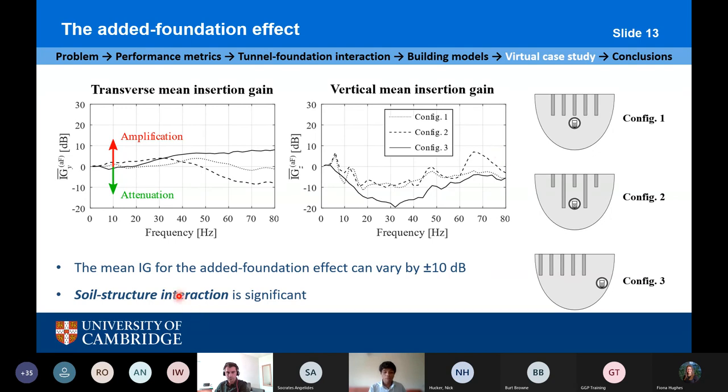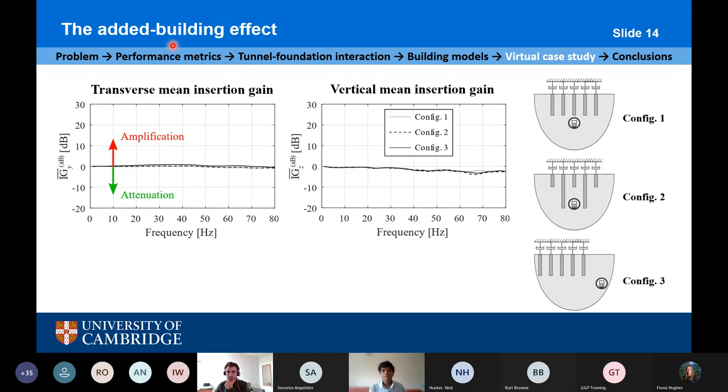We see that overall, due to the added foundation effect, so the soil structure interaction within the soil, we can get a variation of around plus or minus 10 dB in the insertion gain. And that is because we see significant soil structure interaction happening within the soil.